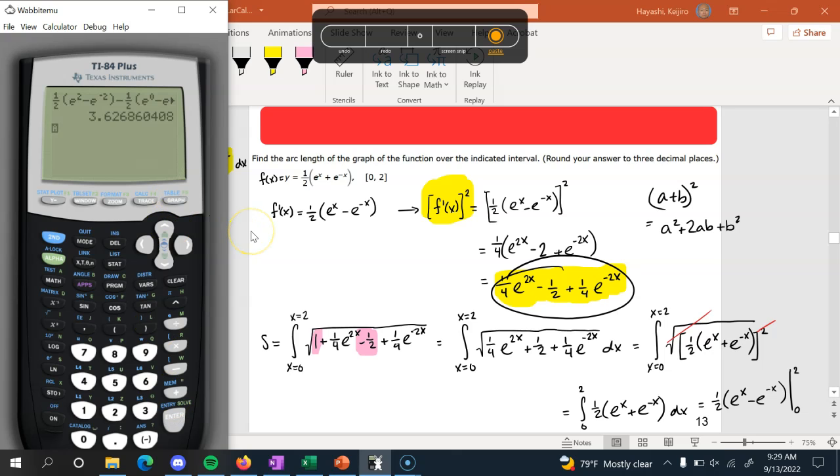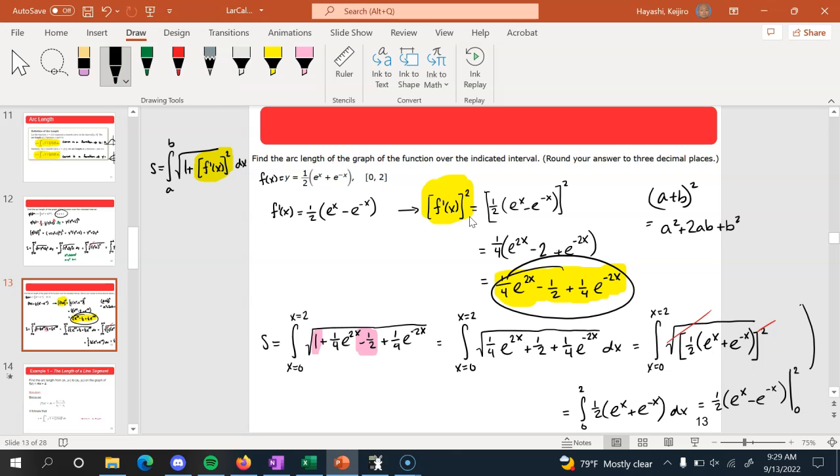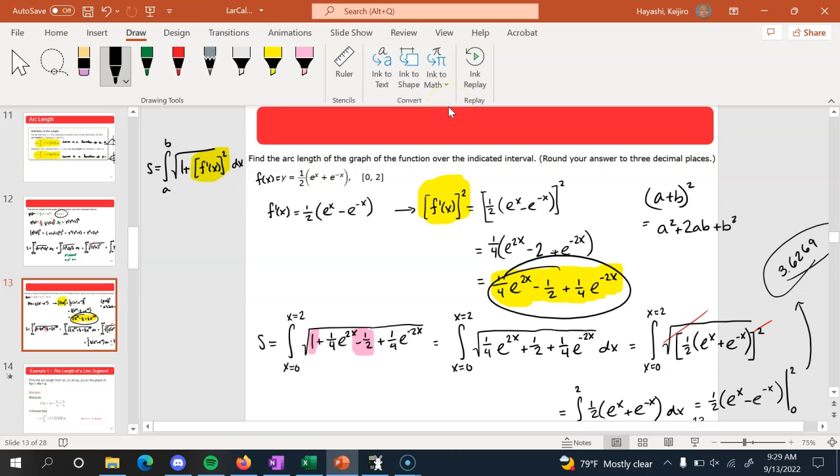Okay. All right, so 3.62, say 3.6269. So 3.6269 is the length of that curve from x equals 0 to x equals 2.